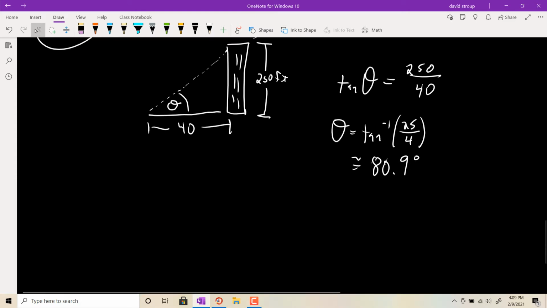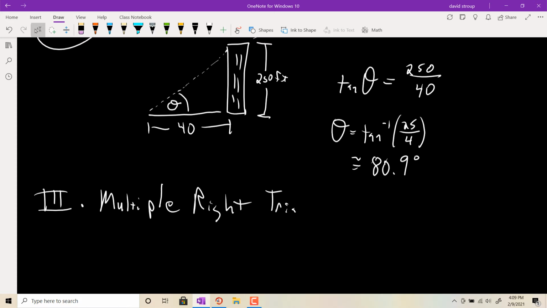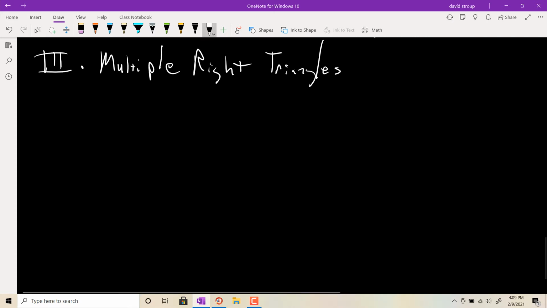This next set of problems, we have multiple right triangles spliced together, and they turn into story problems where you have to use, sometimes, some creative thinking. But anyways, let's take a look. So, multiple right triangles. And the first one, number 30. Let's take a look.